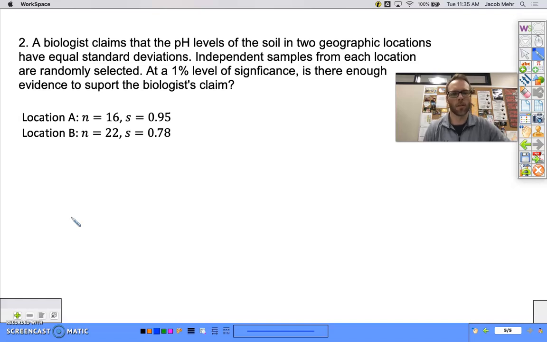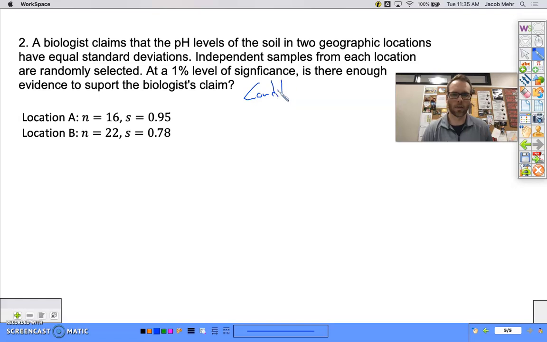All right, folks, let's do another problem involving a two-sample F-test. In this one, we've got a biologist that makes a claim. They claim that the pH levels of a soil in two geographic locations have equal standard deviations. Independent samples from each location are randomly selected. At a 1% level of significance, is there enough evidence to support the biologist's claim?